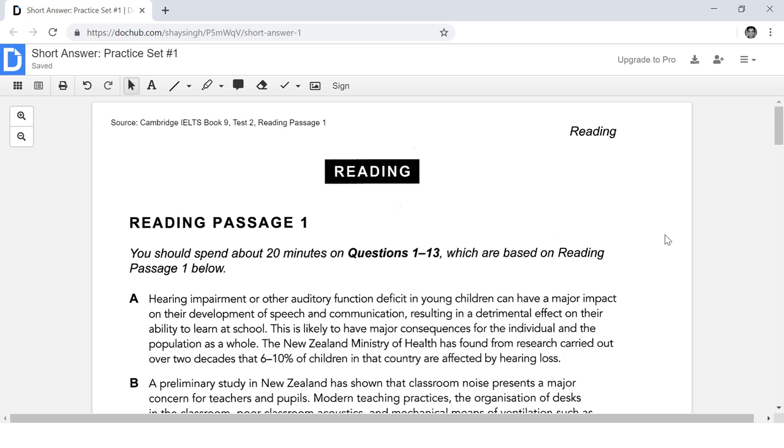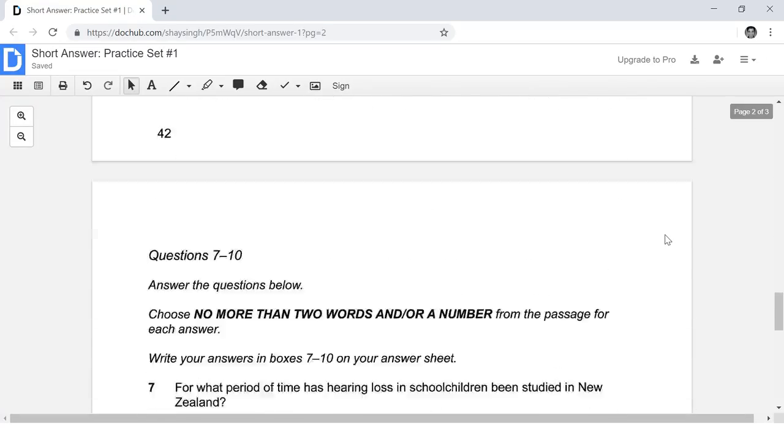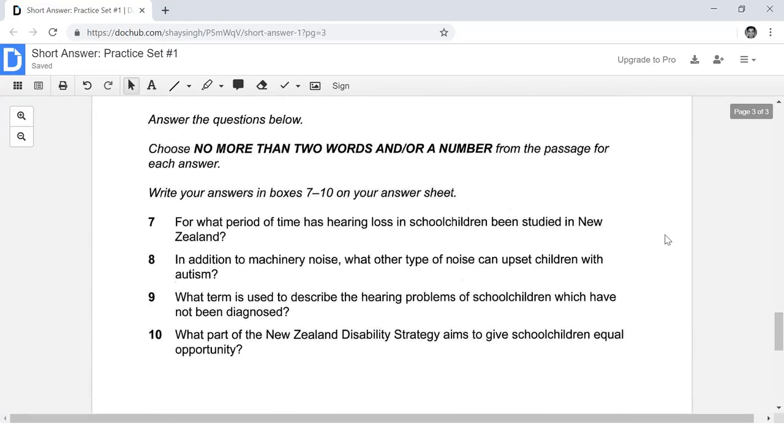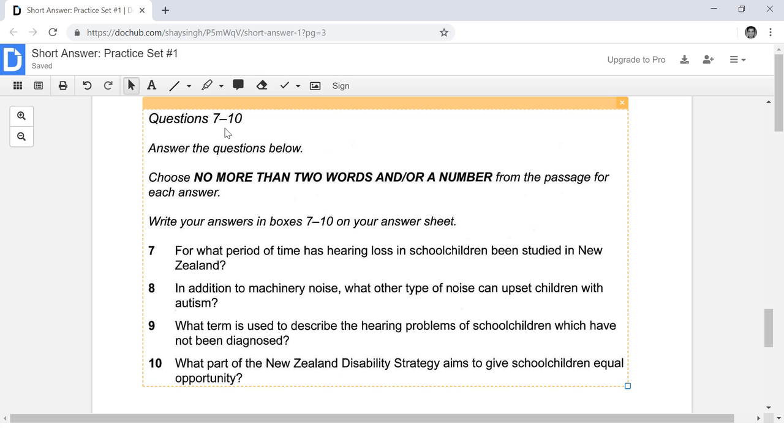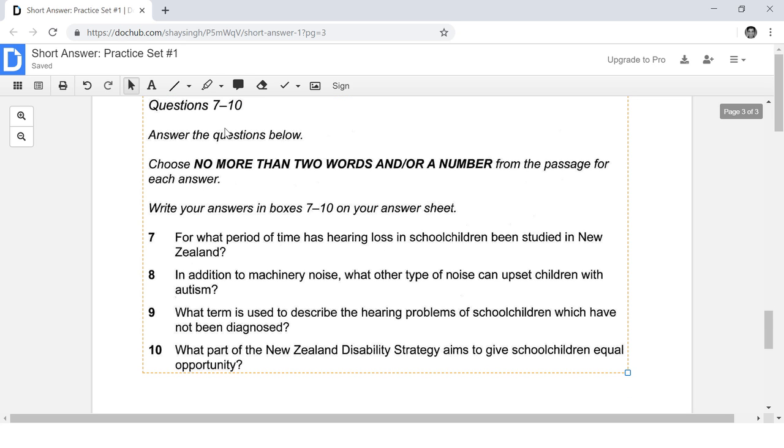We're going to start off by going straight down to the questions. So I'm going to scroll right down to the questions here. We have to answer questions from 7 to 10. And the first thing you need to do is always make sure that you know how long your answer has to be. In this case, we can write no more than 2 words or a number. So it tells you right here that a number is also an acceptable answer, but not 2 numbers, only a number.